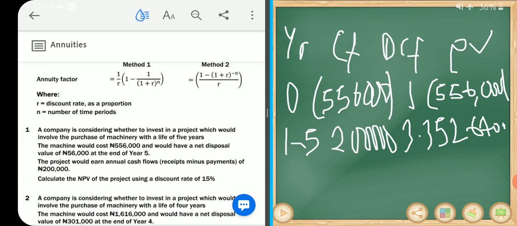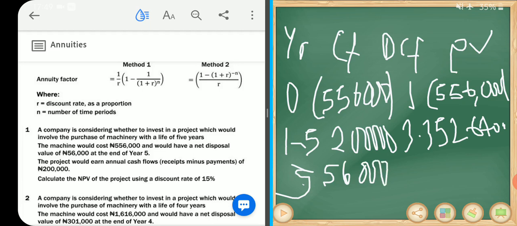Then don't forget, they told you that the machine will be disposed of at the end of year 5 and you will get 56,000. When you sell the machine at the end of year 5, you will get 56,000 naira. So that money is coming to you, it is an income. So come back here and write year 5. Sorry. We write year 5, then we write our 56,000, which is our cash inflow.